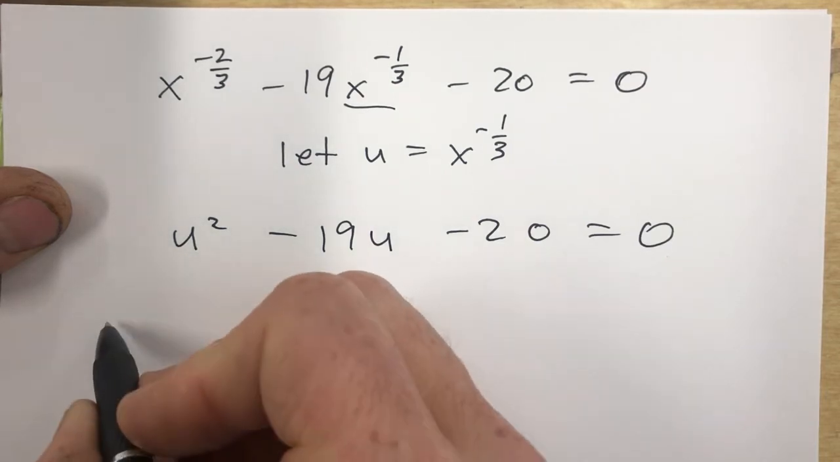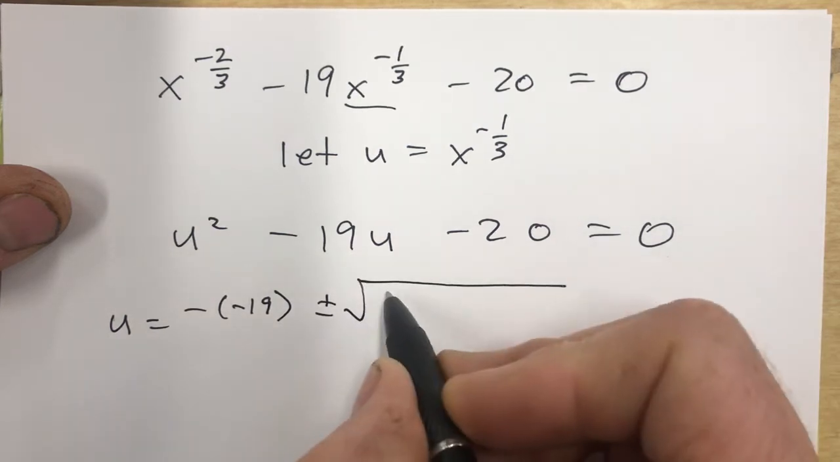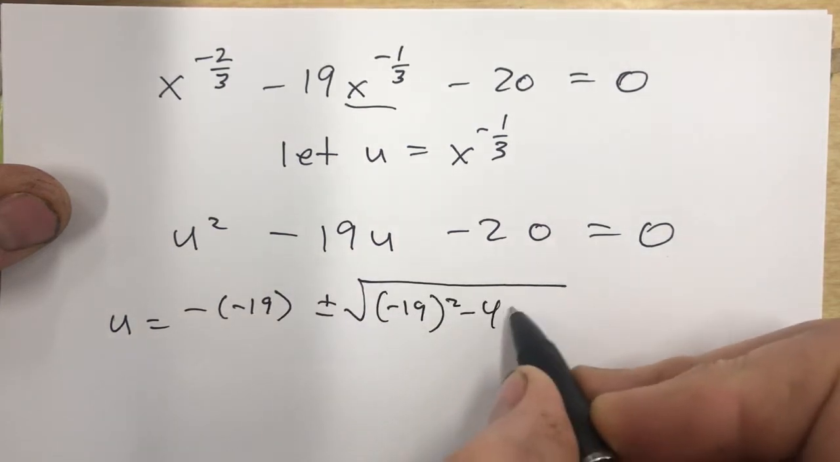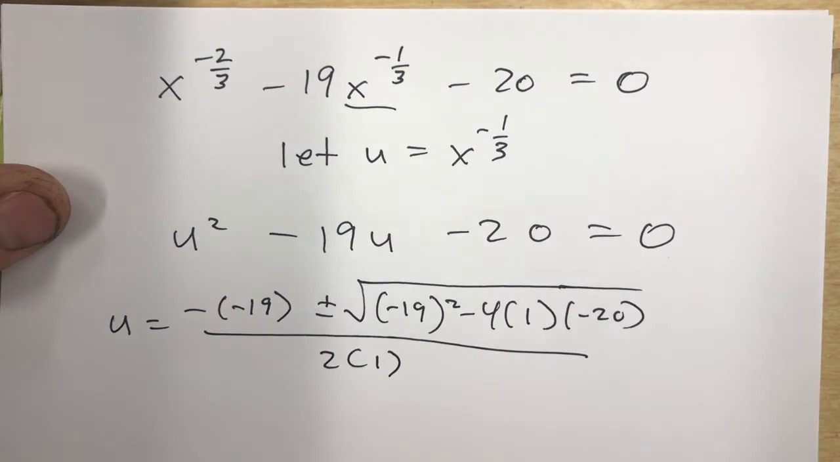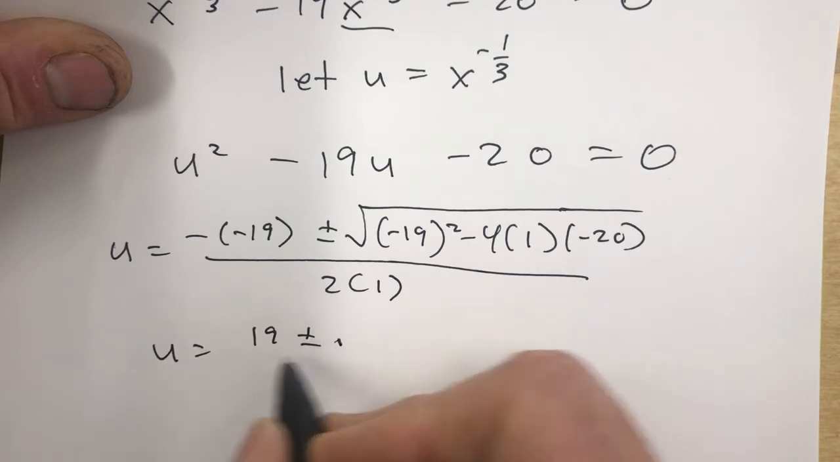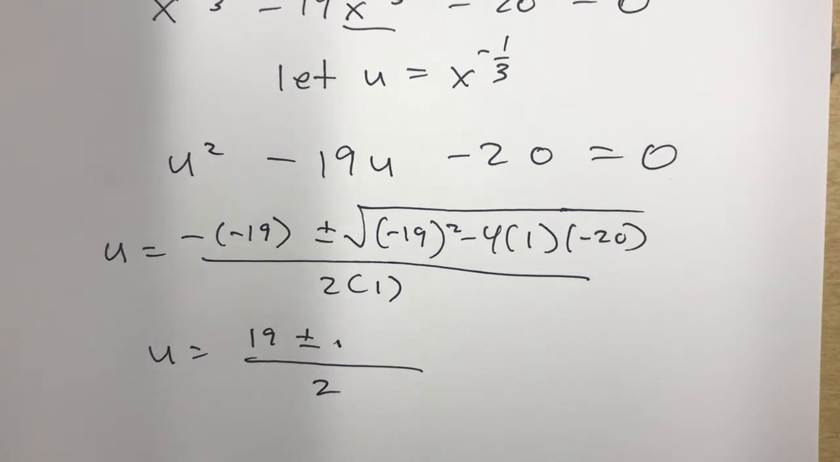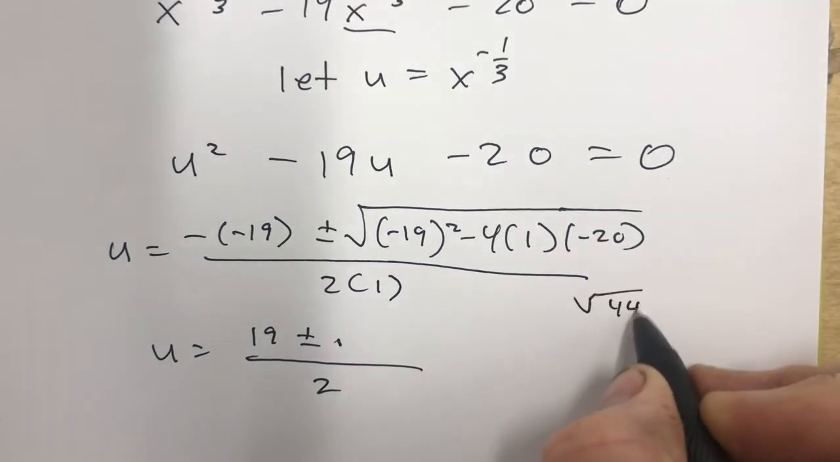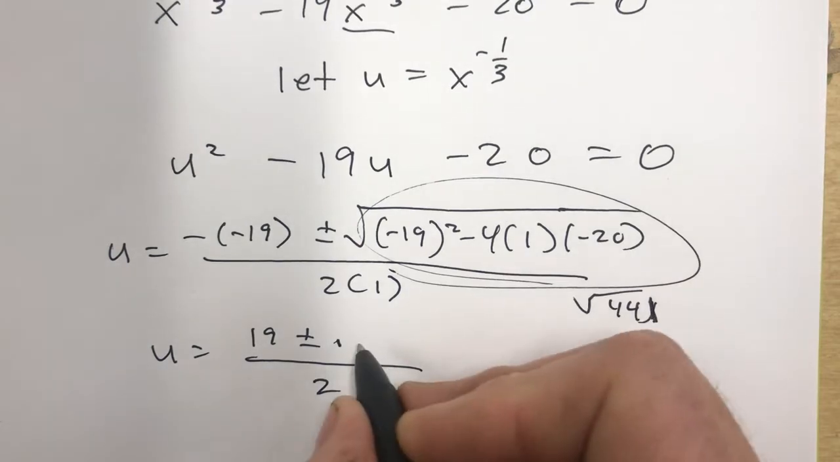So u is going to equal negative b plus or minus the square root of b squared minus 4 times a times c, all divided by 2 times a. Okay, so it's going to give me u equals 19. 2 times 1 is 2, and then on here, I'm going to do this on the calculator. I get 441. Get radical 441 right here. And the square root of 441 is 21.